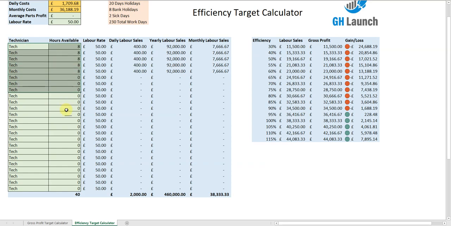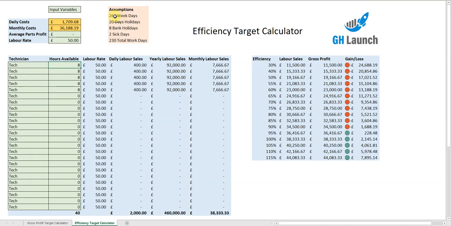This is where you put your technician information. So there's plenty of space for technicians. You just enter the names here and you enter the amount of hours they work per day. Now this is based on a 5-day week. Saturdays are just a bonus on top of this.